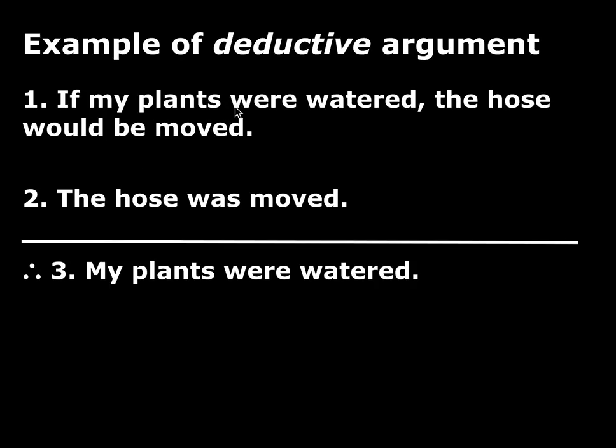Maybe premise 1 is true. If the plants were watered, the hose would be moved. Maybe that's the only way to get water to the plants. And maybe the hose was moved, but the plants weren't watered. Someone moved the hose to cut the grass, right? They didn't water anything. But even though it fails, it would still be a deductive argument if the person going through that piece of reasoning thinks it provides watertight support for the conclusion.